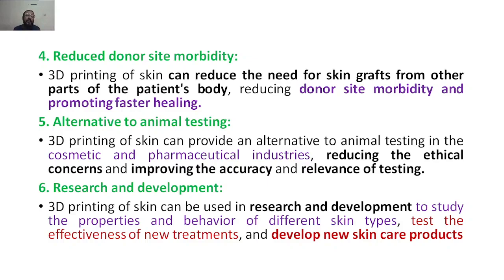Next, alternative to animal testing. Whatever we develop, we test on animals. That is called preclinical trials, and if it is a success, only then do we go for clinical trials. I have explained this in the previous classes, right? So we can avoid testing on animals, so that the pharmaceutical and cosmetic industries can reduce hurting animals, and also reduce the cost involved, all the regulatory stuff and so on. This reduces ethical concerns and improves the accuracy and relevance of the testing.